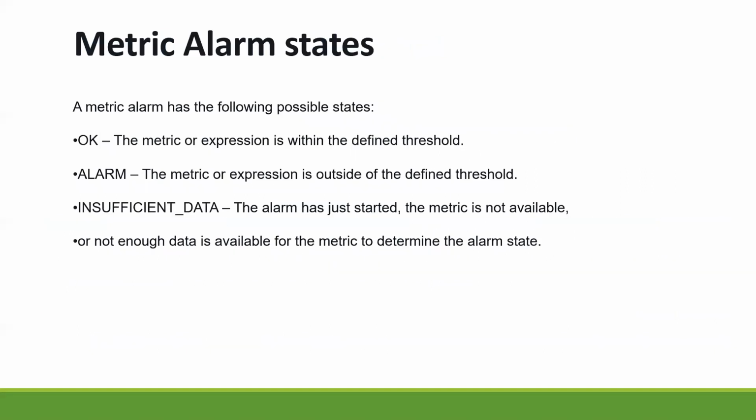So what are the different alarm states that we have? The first is OK, where the metric or expression is within the defined threshold. Then there is the alarm state, where the metric or expression is outside the defined threshold. Then insufficient data means it hasn't collected any data related to that, like CPU utilization. You need to give some time intervals, and depending upon that it will collect the data. If you're running it instantly, just recently, then there will be very little data to take decisions on the basis of that. So it will show insufficient data.